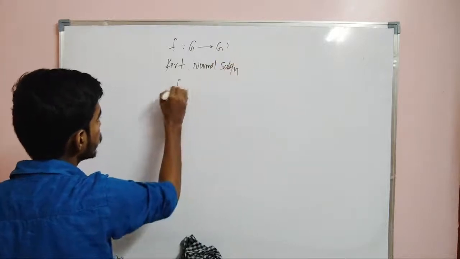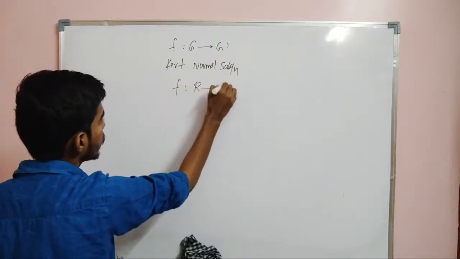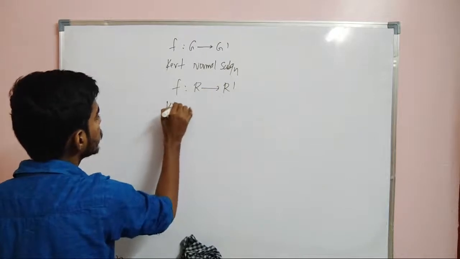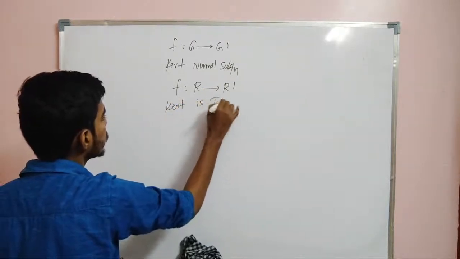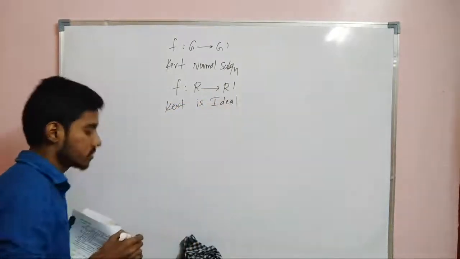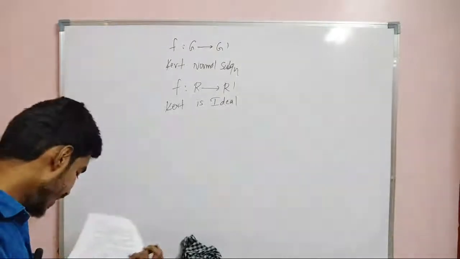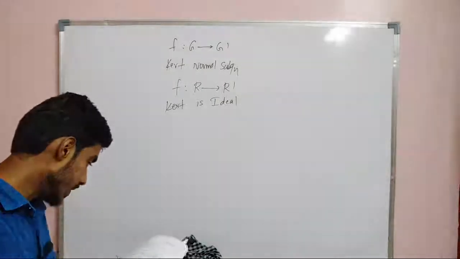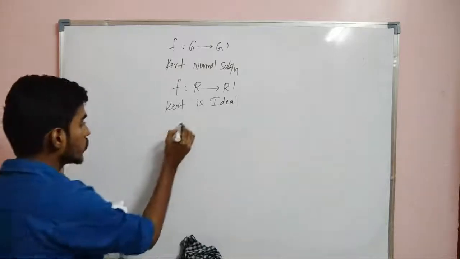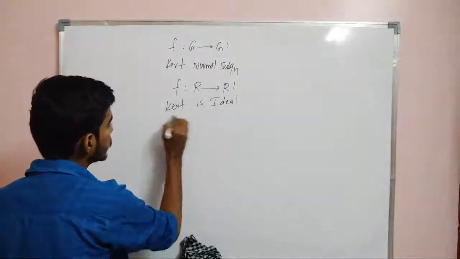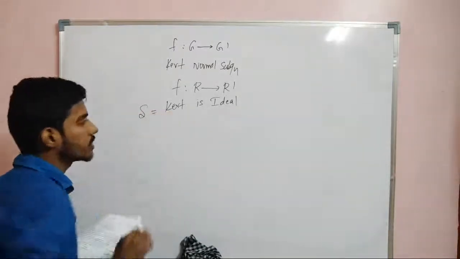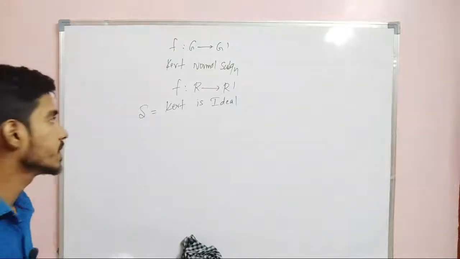Now similarly, if f is a ring homomorphism from R to R dash, then the kernel of f is an ideal. Kernel of f is an ideal, right? So this is the one we are going to prove. For an ideal, what do we need to do? We need to show that the set, let us call the set S. So the kernel of f, I am denoting by S.